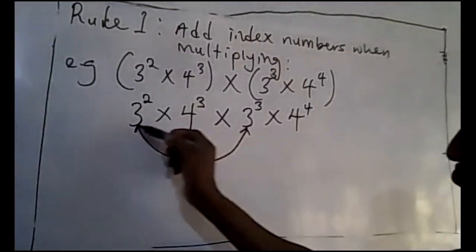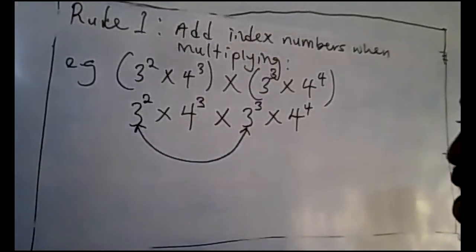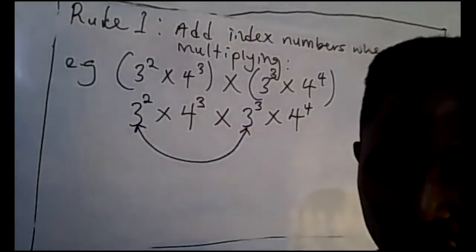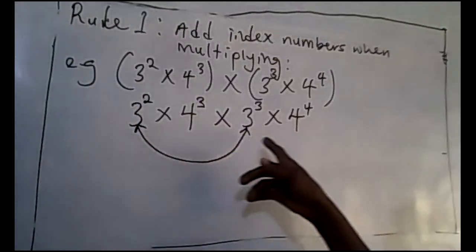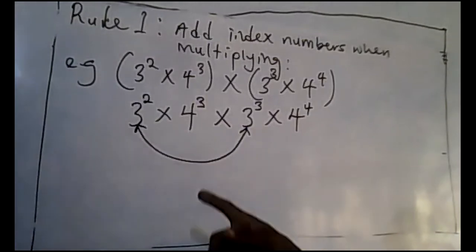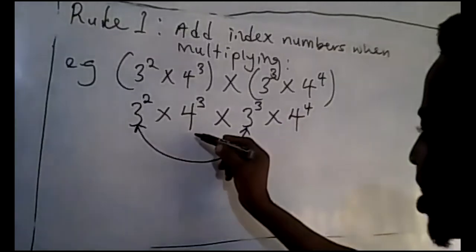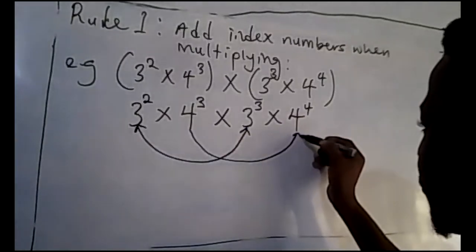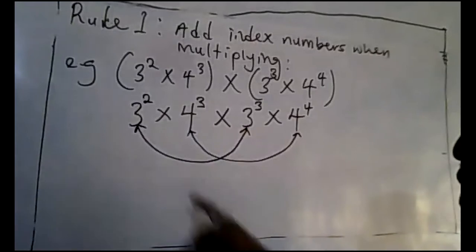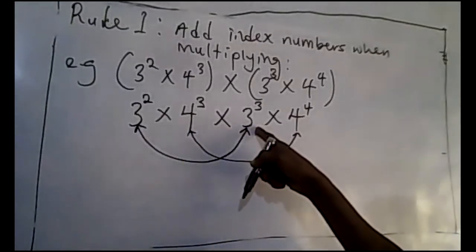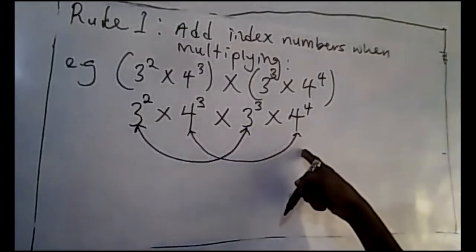So I am going to add the powers of these together. What of the other like terms? Can you spot it? Yes, you're right. 4 and 4 is another like term. So you're going to pair them up. 3 and 3 is one like term. 4 and 4 is another like term.